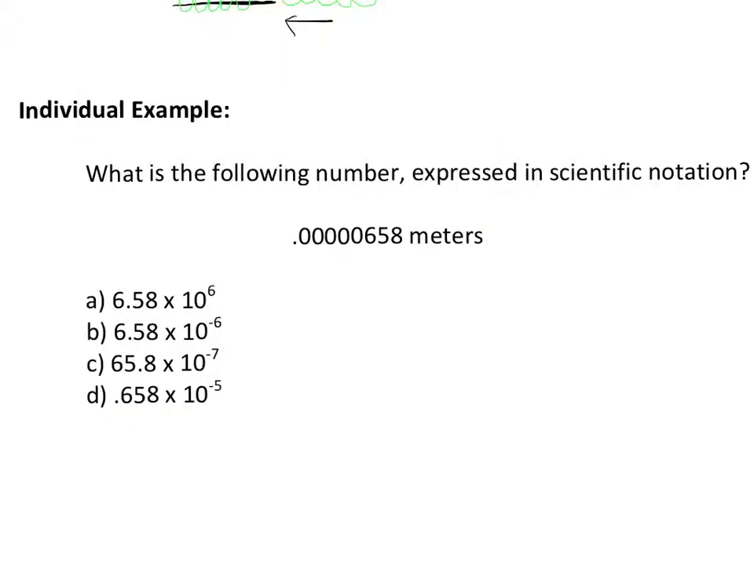So take a second to try this individual example, which asks us, what is the following number expressed in scientific notation? And when you're done, resume the video to check your work.